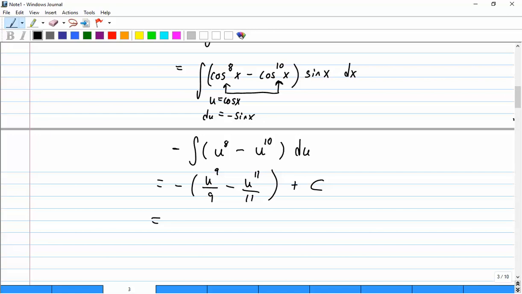And I'll distribute my negative just to do it. So that'll be the negative of cosine of x to the 9th over 9 plus cosine of x to the 11th over 11 plus c. All right, questions?